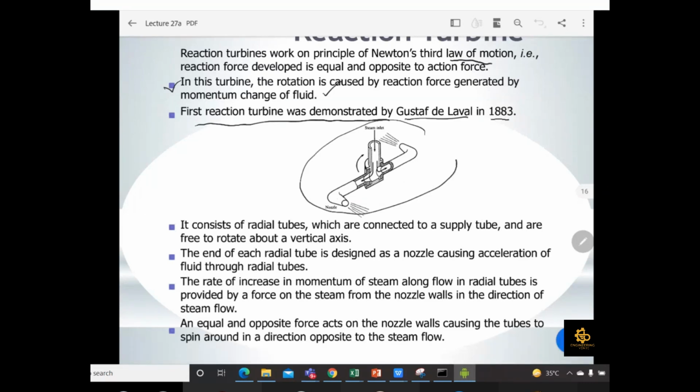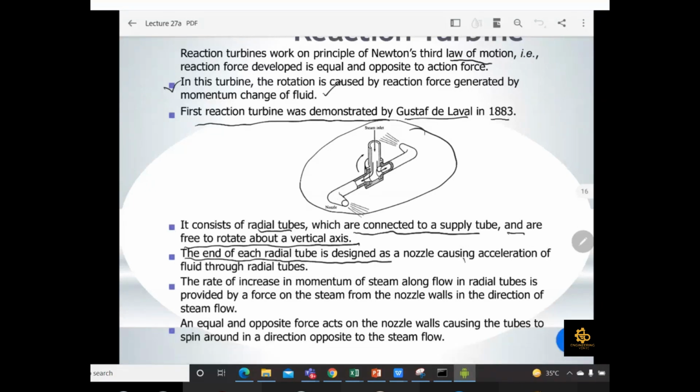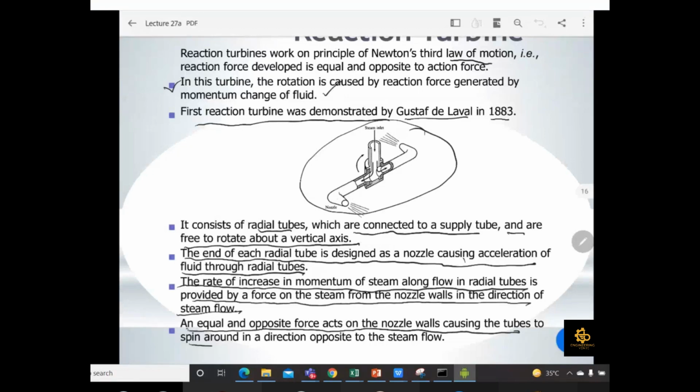So this is just a look at your first reaction turbine, and it consists of radial tubes which are connected to a supply tube and are free to rotate about the vertical axis. The end of each radial tube is designed as a nozzle, causing acceleration of fluid through the radial tube. The rate of increase in momentum of steam along the flow in the radial tubes is provided by a force on the steam from the nozzle wall in the direction of steam flow, and an equal and opposite force acts on the nozzle wall, causing the tube to spin around in a direction opposite to the steam flow.